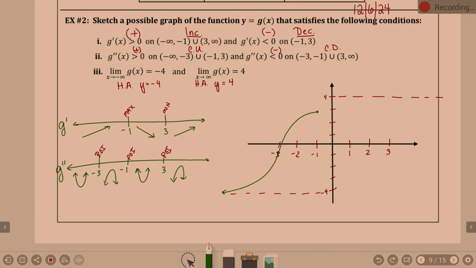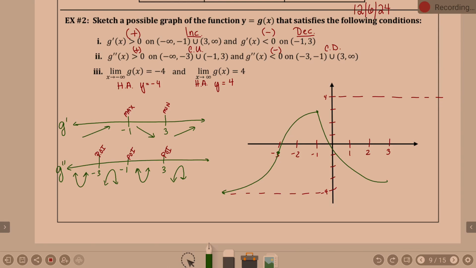Now, what are we doing between -1 and 3? We're decreasing and we are concave up. How far do we go? We go to 3. And at 3, there's going to be a min, yes? I don't know, something like that. This is great. Am I concave up and decreasing? Yeah.